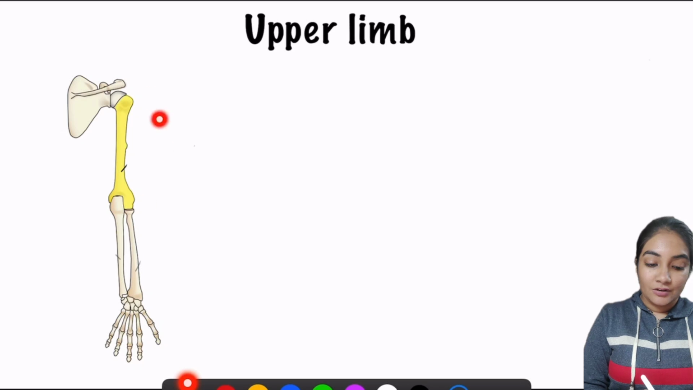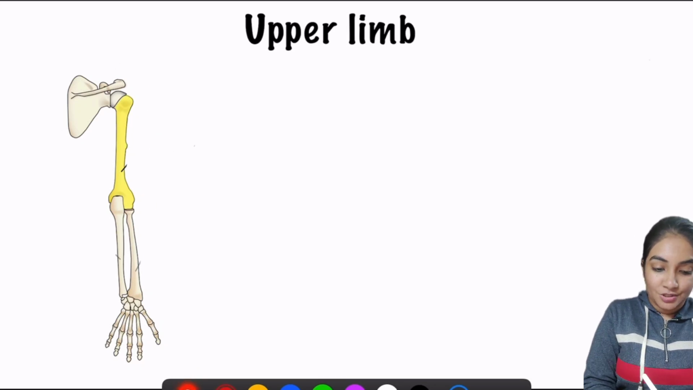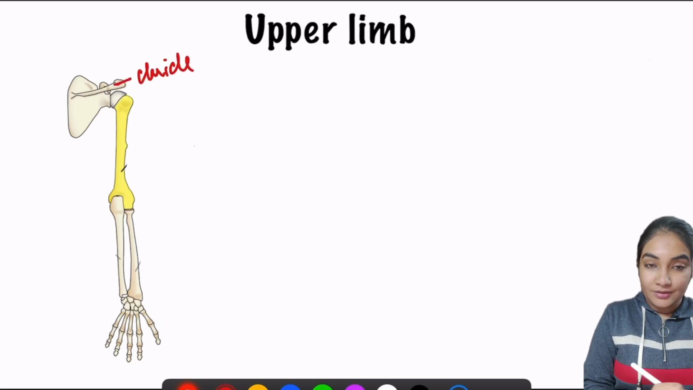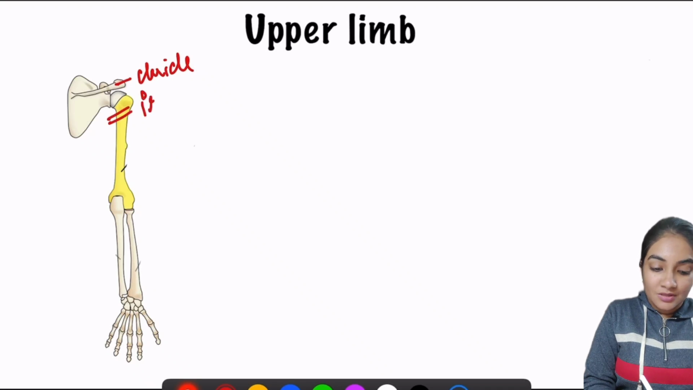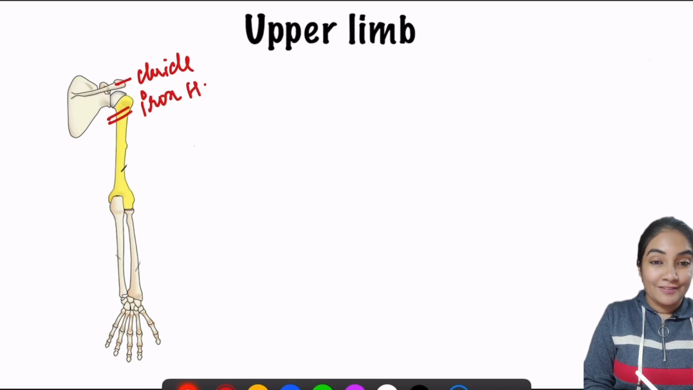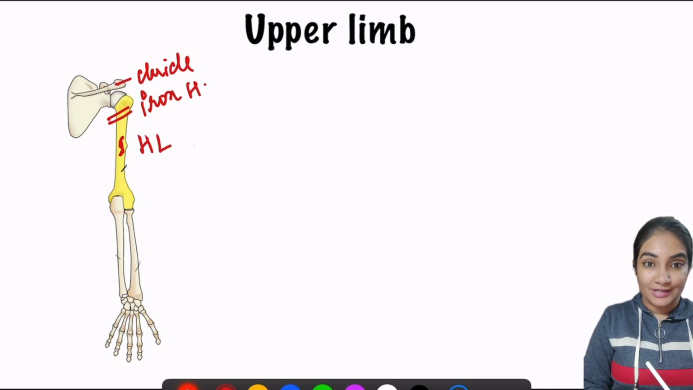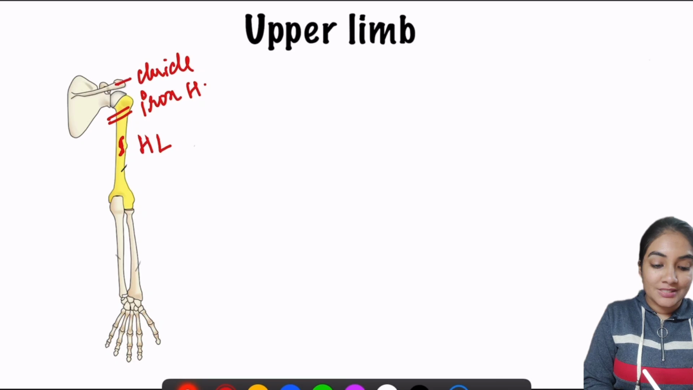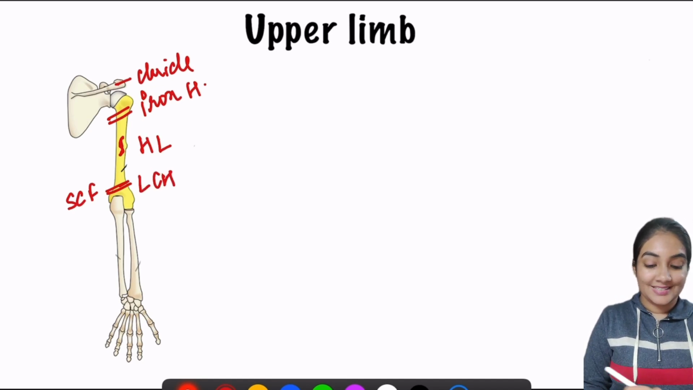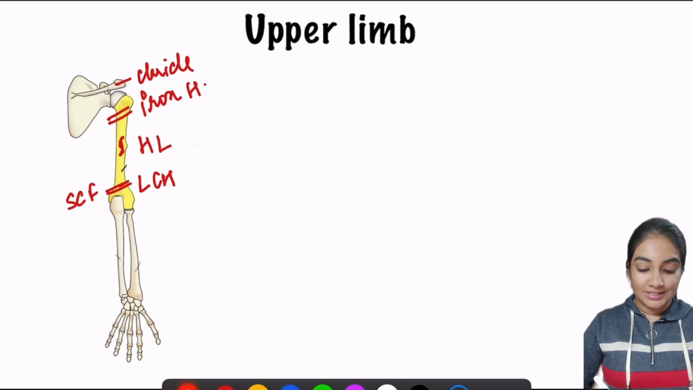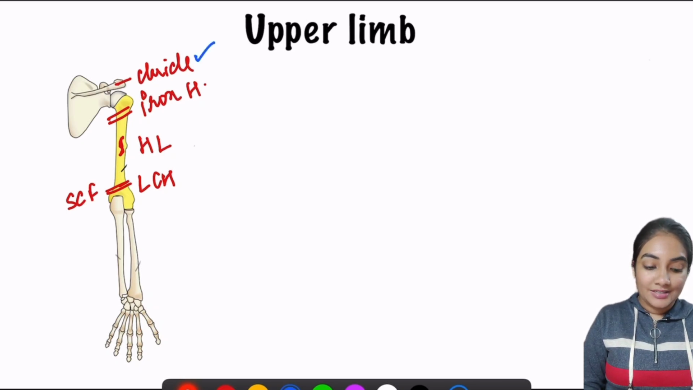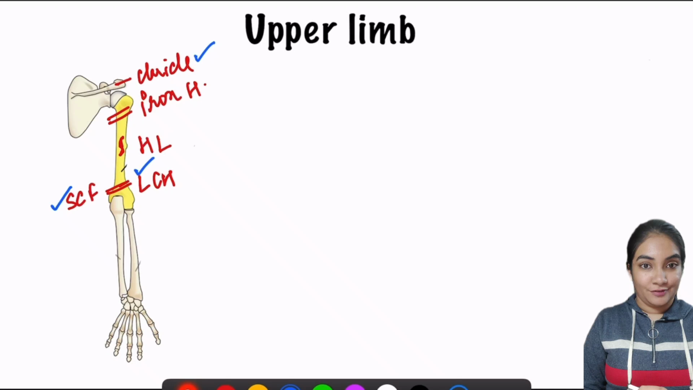First, the arm region. Here we have the fracture clavicle, we have proximal humerus fracture, then we have fracture of the spiral groove known as the Holstein-Lewis fracture, and then 2 fractures near the elbow region, that is the supracondylar fracture of the humerus and the lateral condyle humerus fracture. Now here basically we need to know the details about clavicle and supracondylar lateral condylar fracture.